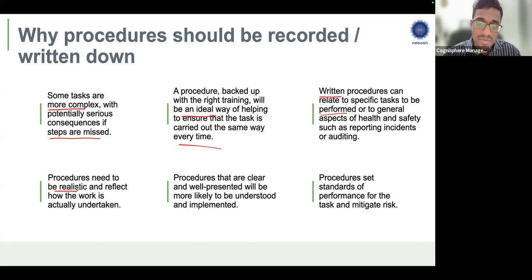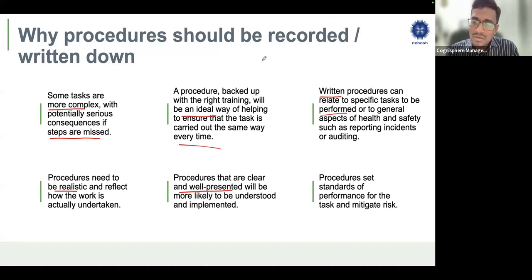When someone is implementing that procedure, it should be logical and practicable. You are not going to include any information in the procedure that is not logical or impracticable. Procedures that are clear and well presented will be more likely to be understood and implemented. People will implement the task only when they understand what they need to implement. So if the procedure is written in such a way that people cannot understand, then you cannot expect people to implement the same. Procedures set standards of performance for the task and mitigate the risk.